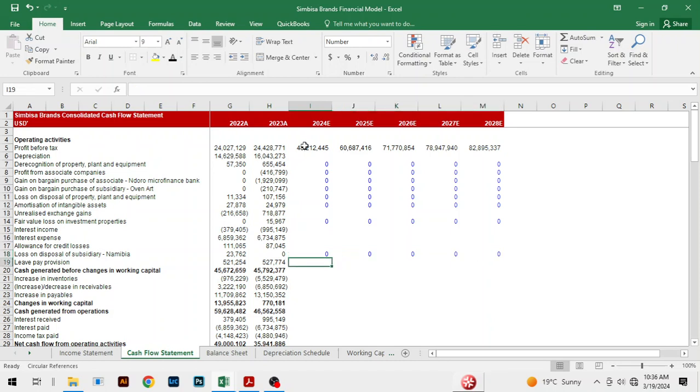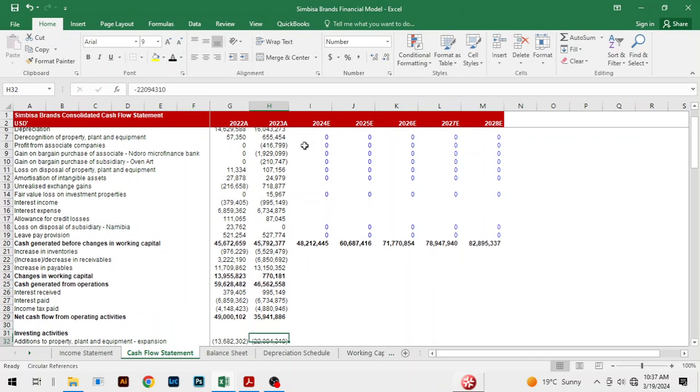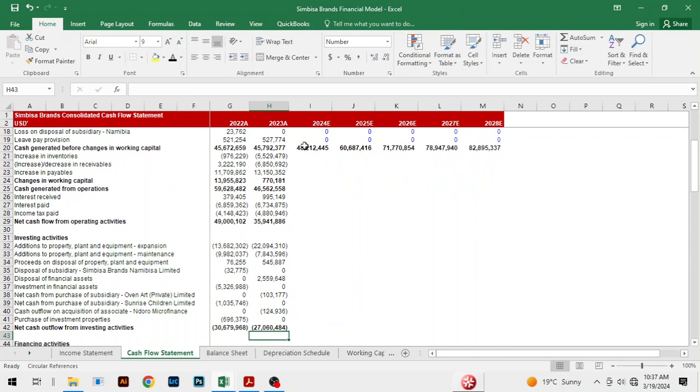And leave pay provision, here we also don't know. We have no information on how to project that. So we have to go back into the annual report and research more about leave pay provision. For now, let's just put that at 0. Right, let's just copy that. And changes in working capital, for now let's just leave that blank. Let's just leave that like that.